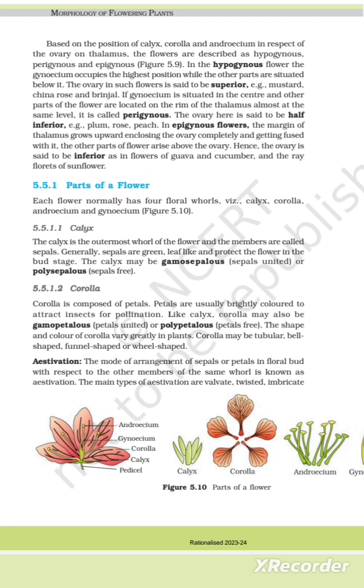5.5.1 Parts of a flower. Each flower normally has four floral whorls: calyx, corolla, androecium, and gynoecium. Figure 5.10.